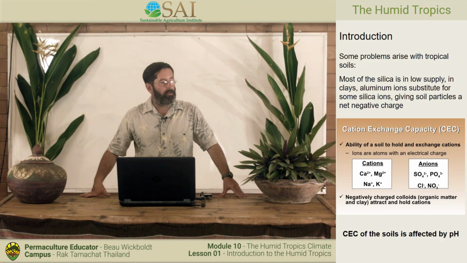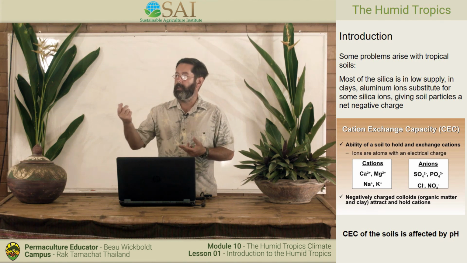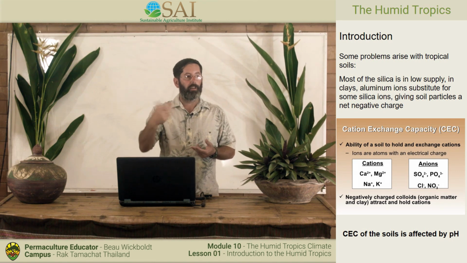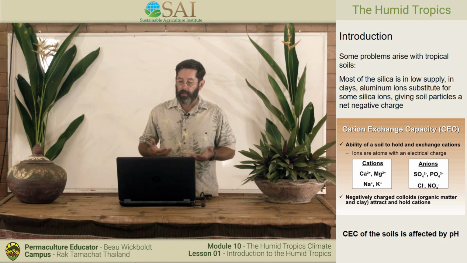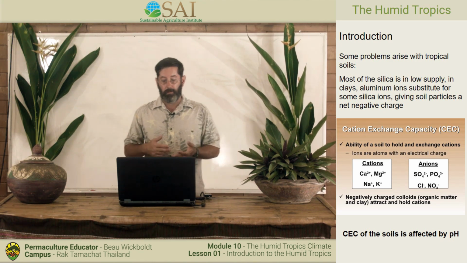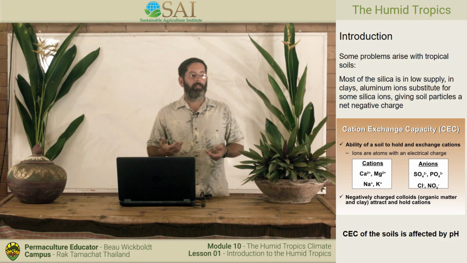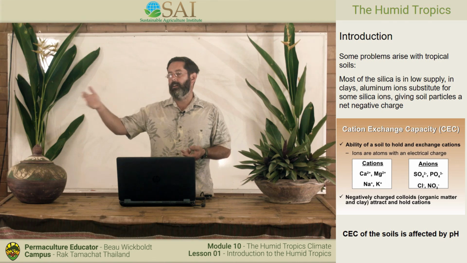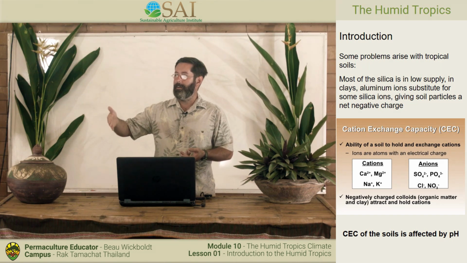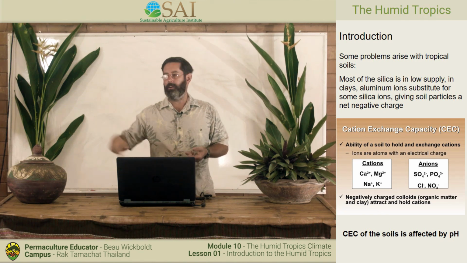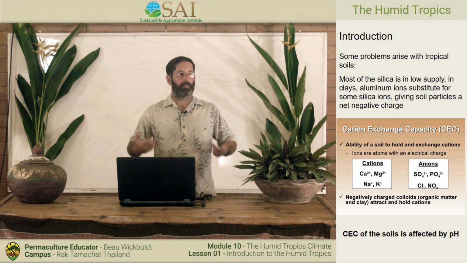So some problems will also arise in the tropical soils. Most of it, the supply of silica, again based on rocks being crushed, is low. So we don't find silica in the soils, very low concentrations. In clays, aluminum ions substitute some silica ions, giving soil particles a net negative charge. So what does this mean? Well, we saw that cation ion exchange is so important to transfer minerals, and here the actual electric conductivity of the soil is poor. So it doesn't transfer minerals very well. And that's something that we can work on.